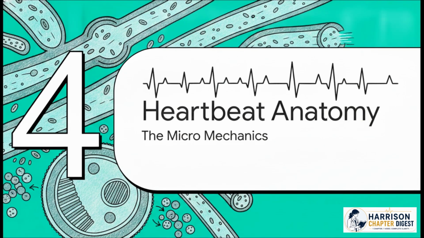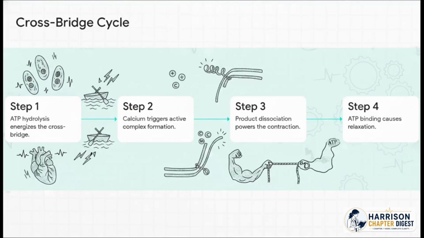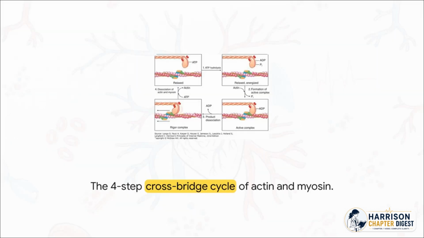Section 4. Anatomy of a heartbeat. Let's zoom all the way into the microscopic engine itself. A cardiac muscle contraction is this incredibly precise four-step mechanical rowing motion, all powered by cellular energy. It's a continuous, relentless cycle of tension and release, happening billions of times over your life. So, how does it work?